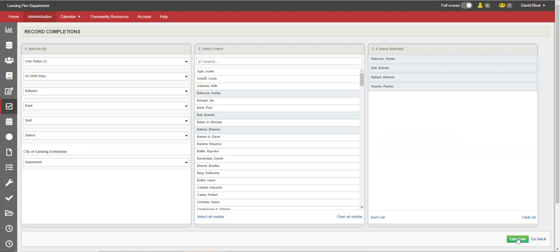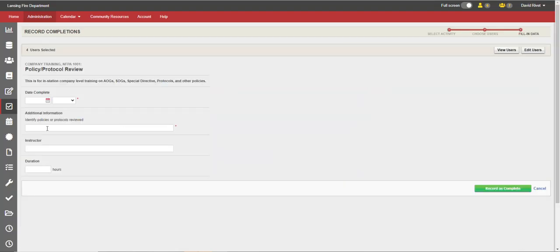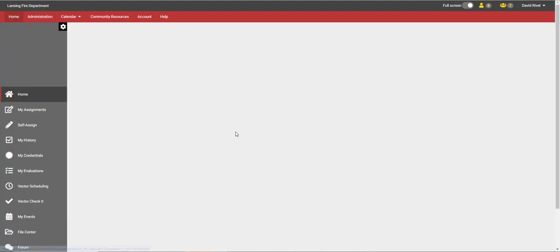Policy, any policies that you did in training, please be specific. Please don't just put "burns", please put the Lexipol policy number, what it was. Same thing with Tri-County: who led the training, and how long you did it for. All right, that's a shortcut.